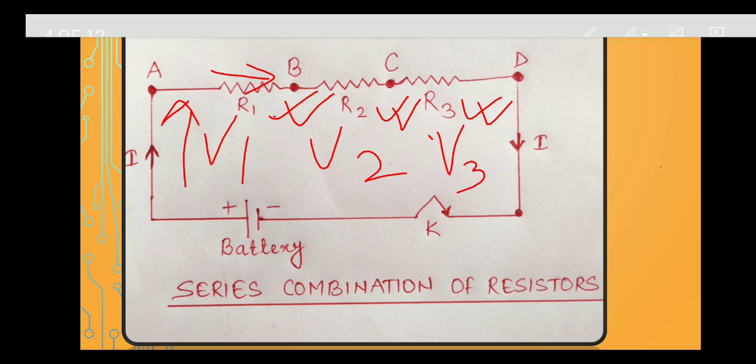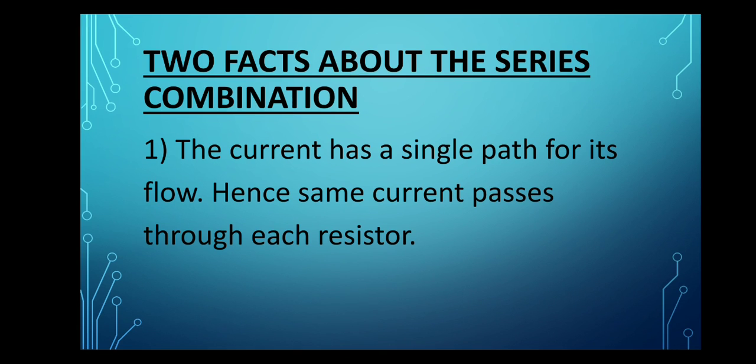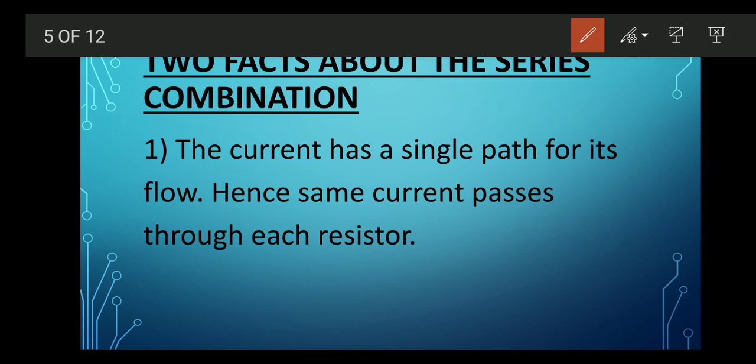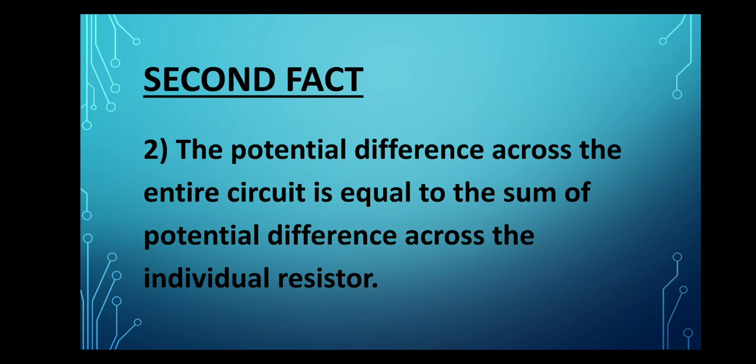So, let's discuss the two important facts about the series combination. First, the current has a single path for its flow, hence same current passes through each resistor. This is the first important fact which you should always keep in your mind, that in the series combination of resistors, same current passes through each resistor.